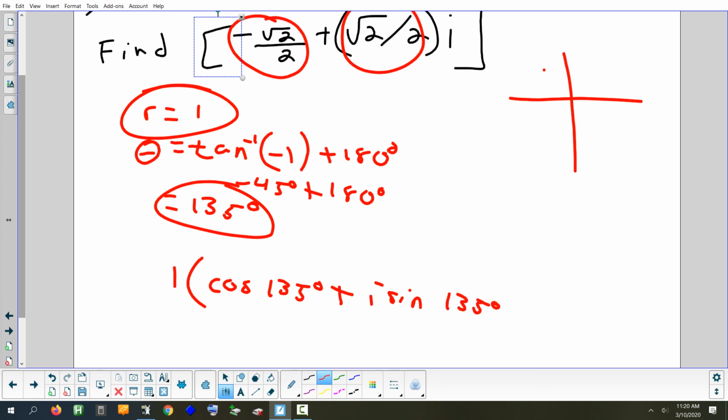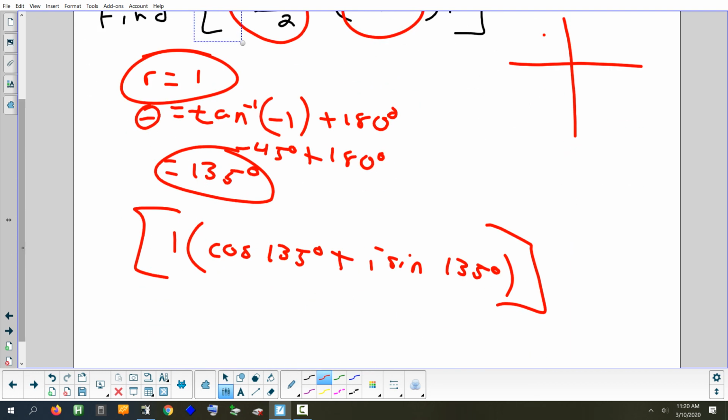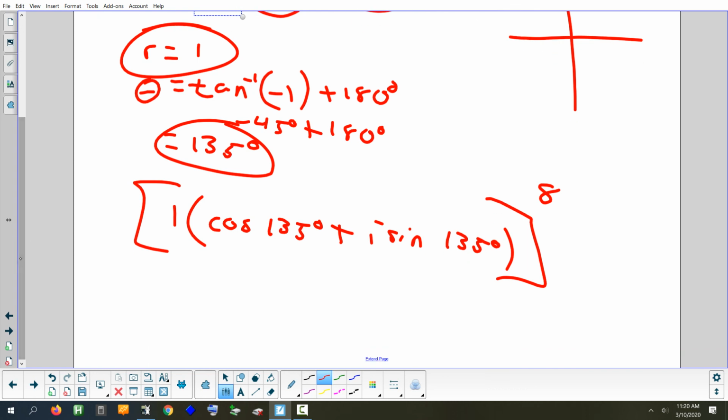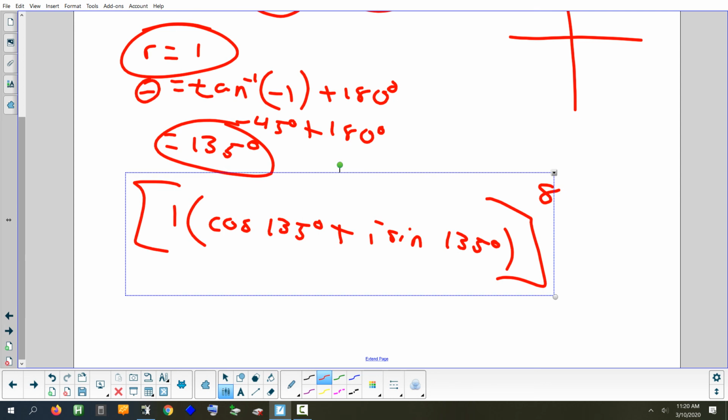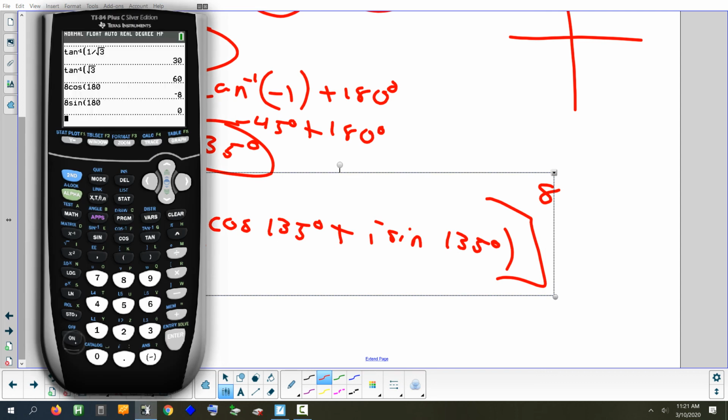Nice. And what power are we going to raise all of this to? Yes, 8th power. Okay, so let's do that out. So Jacob, what do I do with my radius to raise it to the 8? Like, what's my radius going to be? It'll still be 1. Right, we're just going to take 1 to the 8th power, which still stays as 1. And what about my angle? 135 and 8. What do we do with those? Yeah. Multiply them. So we get 1080.